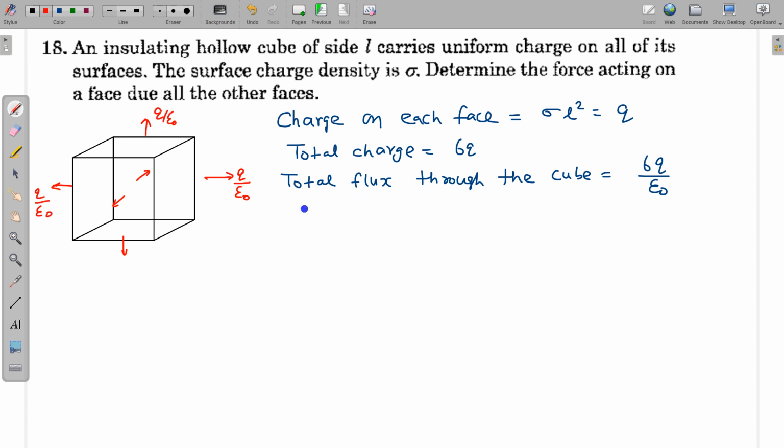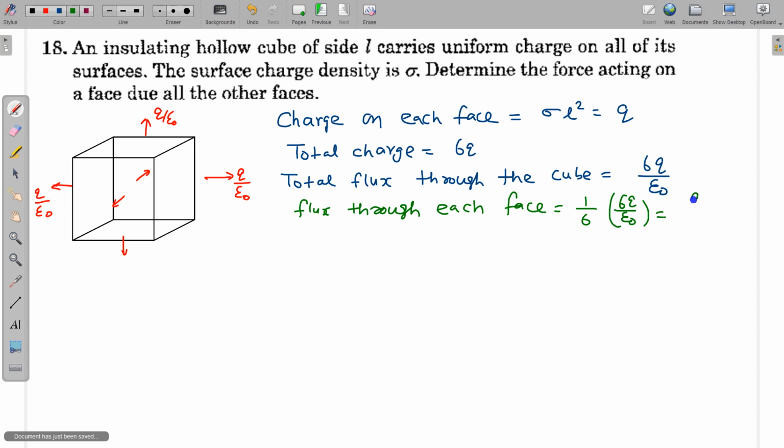So the flux through each face is 1 by 6 of the total due to symmetry. So the total is 6Q by epsilon naught, and this is Q by epsilon naught. So we now know the flux from each face.